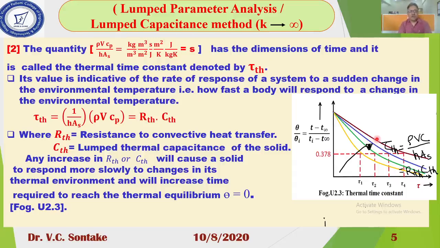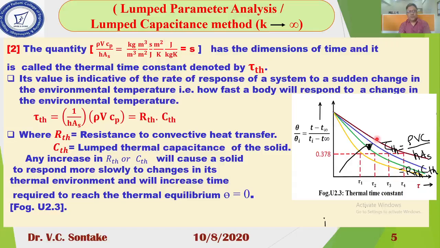For example, thermocouple. Thermocouples are used to measure the temperature of any body, and it is expected that the thermal time constant value for a thermocouple should be as minimum as possible. The ideal condition must be 0. What does it mean? Let's say I want to measure the temperature of a body at 10 degrees Celsius. So we have to touch one end of the thermocouple to that body. What is expected from the thermocouple? It should reach the temperature of the body without any delay, that is the temperature of 10 degrees Celsius.